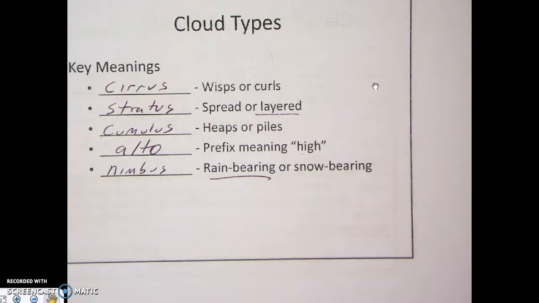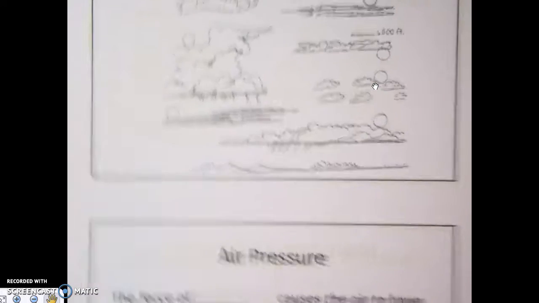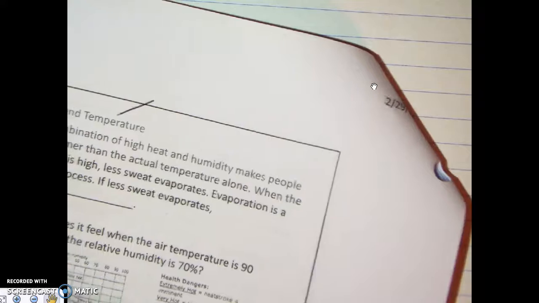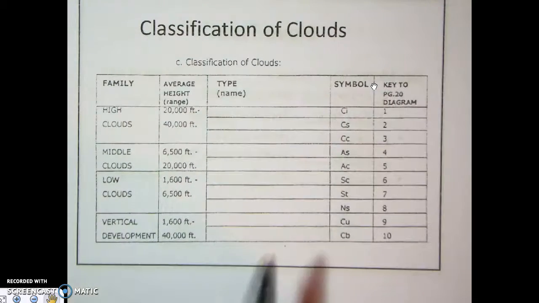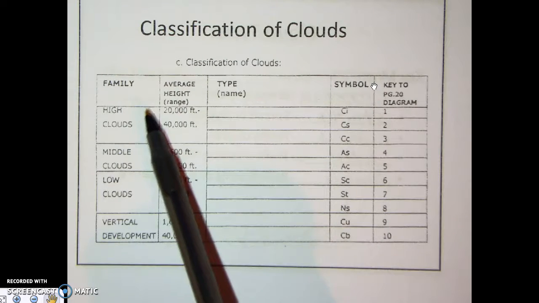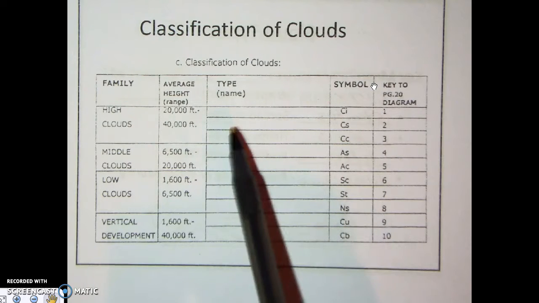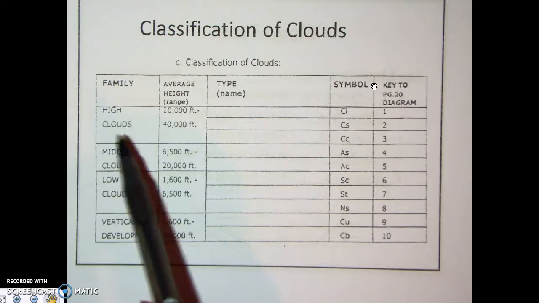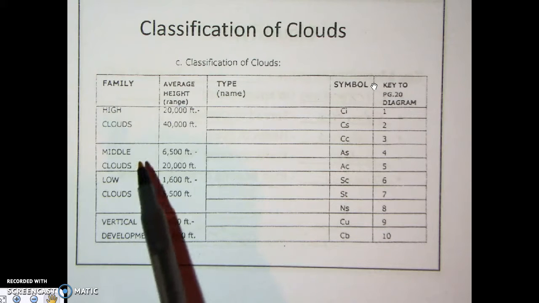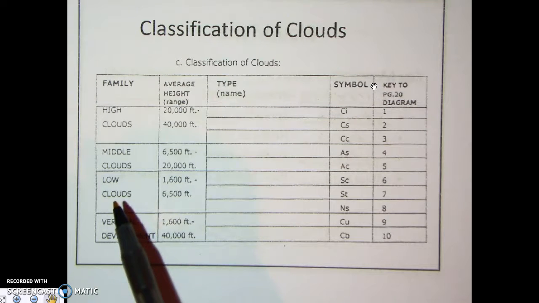Now, if we take a look at the chart, things got a little out of order here in your packet. Let me just find where we want to go. Okay, we're going to go backwards to page 21. Things got a little bit out of order, but that's okay. So this chart is showing, we'll write in different types of clouds and their altitudes. So clouds are grouped by where they form in the atmosphere. We have clouds that form at high altitude, middle altitudes, and low altitudes.